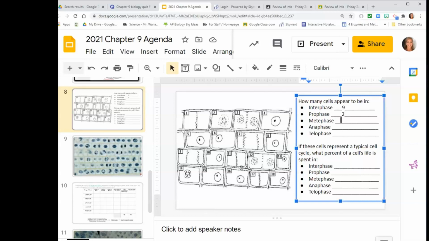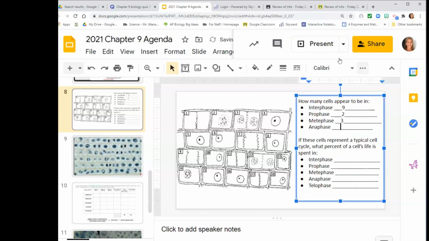Metaphase, they're lined up at the equator like this one, a single line. Isabella, how many did you see? I found 3. That is correct, good work. Anaphase, there's 2 lines of chromosomes like this one here. They're being pulled apart. Evan, how many did you see that look like number 7?